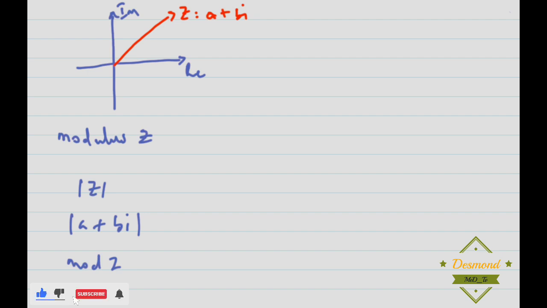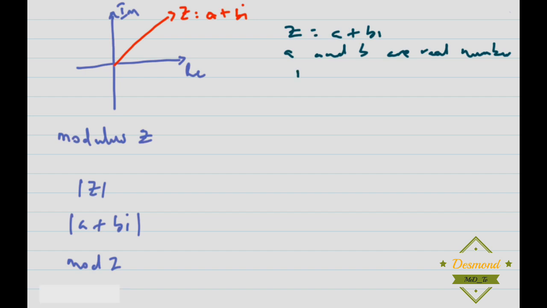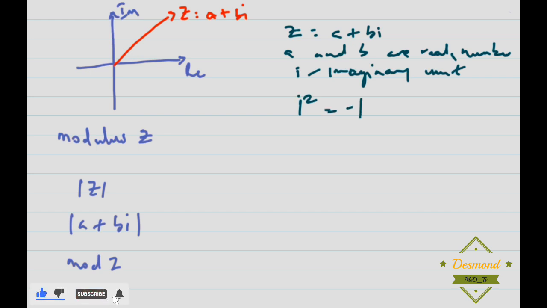Now, a complex number is any number of the form z equals a plus bi, where a and b are real numbers, and this i here is the imaginary unit, with the property i squared equals -1. That's what we have.